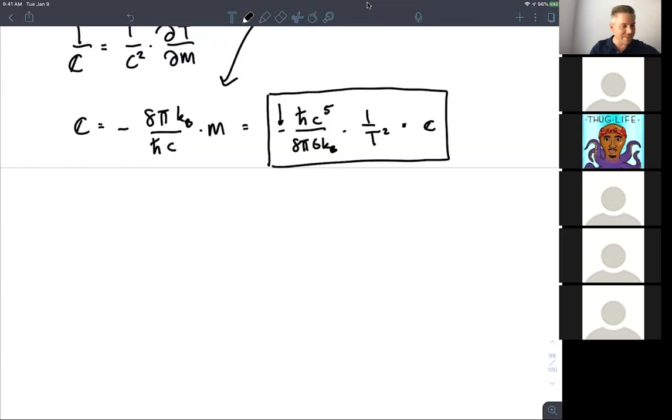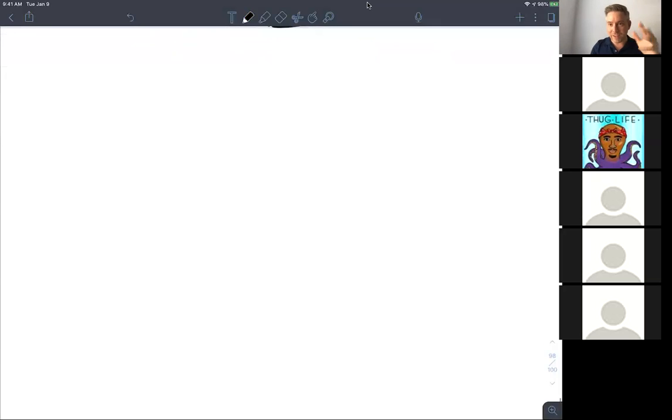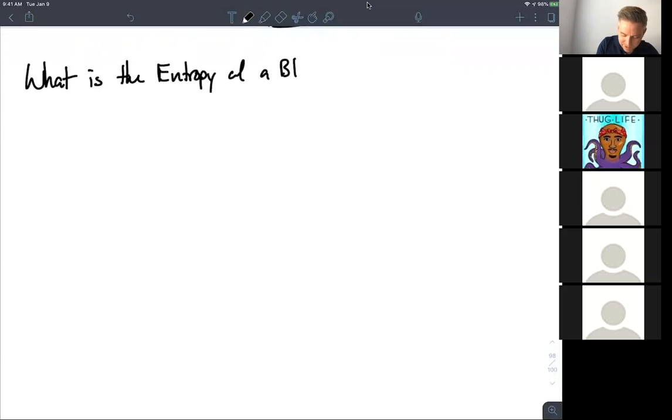Okay, so now we know what the specific heat is in terms of the temperature. And it's weird. Now, the next thing we want to do is calculate the entropy of the black hole. If an object has a temperature, it must also have an entropy. And in particular, as we talked about the last couple lectures, the temperature is related to the entropy by this.